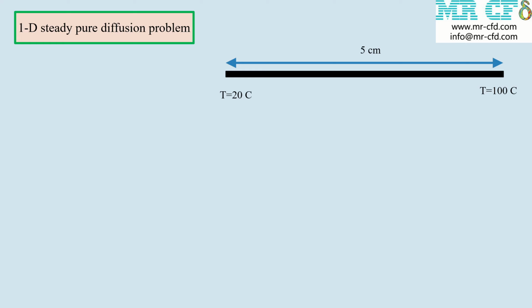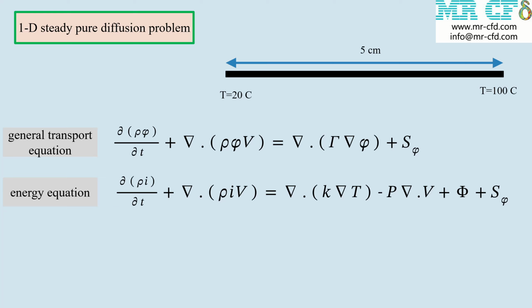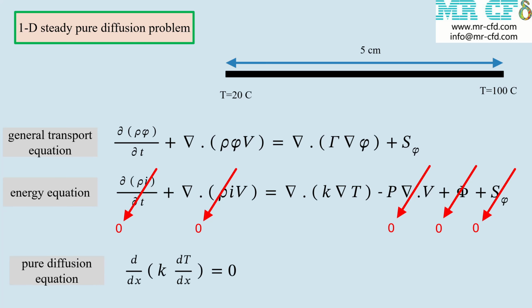The general form of the transport equation is presented here. For the energy equation, if we replace phi with internal energy, that is specific heat multiplied by temperature, the following equation will result. Three source terms are added: the first one because of pressure gradient, the second one because of dissipation, and the last one is the volume source term. The rod is solid and the problem is steady state. So the transient term, convection term, dissipation and pressure terms are zero, and an equation for pure diffusion will result.